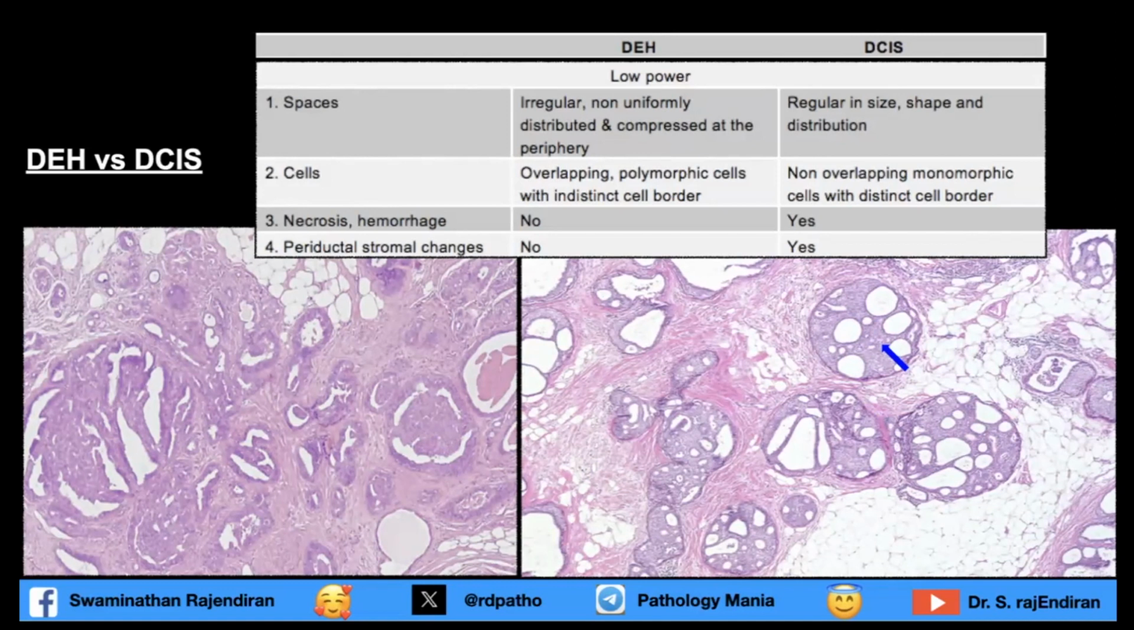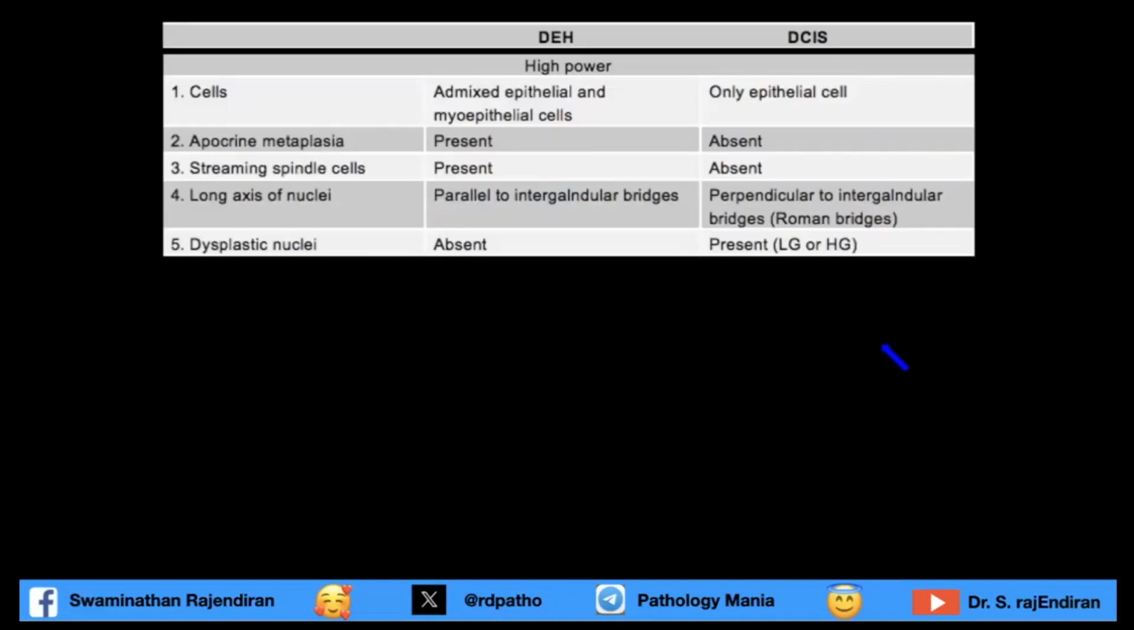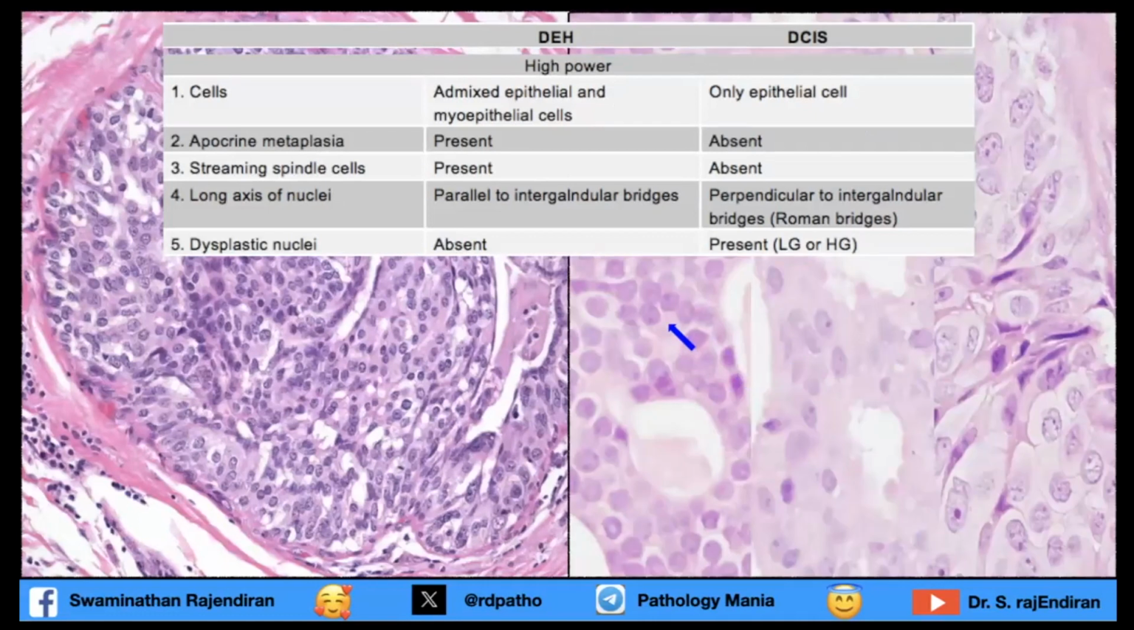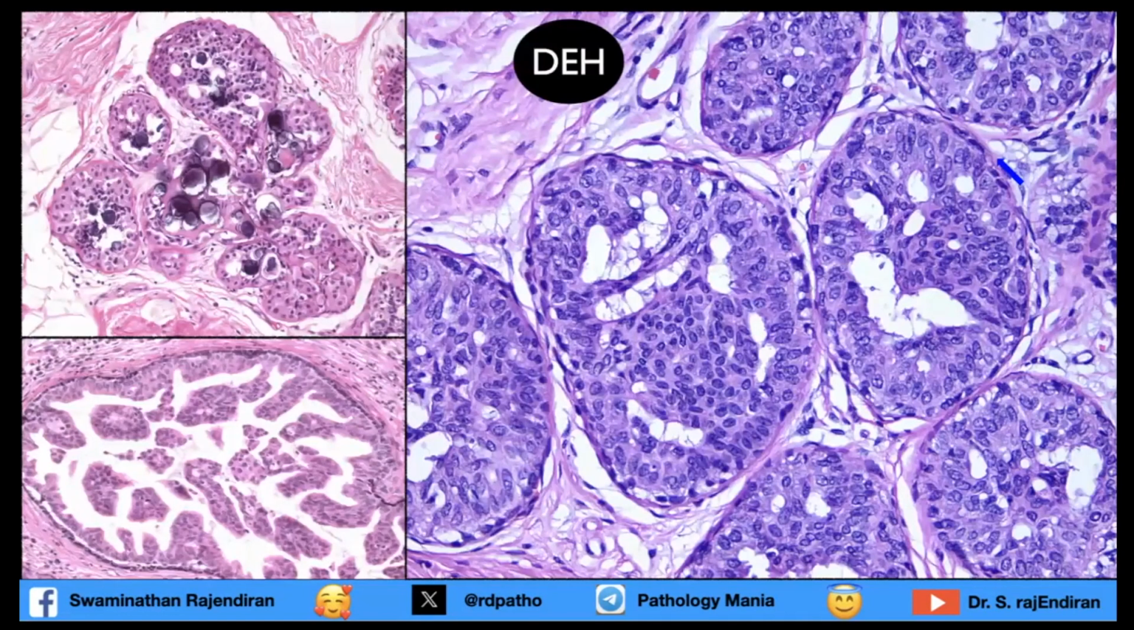In all other organs, overlapping of the nuclei is malignant, whereas in breast, the overlapping of the nuclei is benign. And in the high power, you can see here the cells are more overlapping, and you can see a heterogeneous population, epithelial cell and myoepithelial cell. Whereas here the cells are not overlapping and it's predominantly or only epithelial cell proliferation. See, these are all examples of florid DEH. You can see the epithelial cell and myoepithelial cell and overlapping of the nuclei. Very, very important for ductal epithelial hyperplasia.